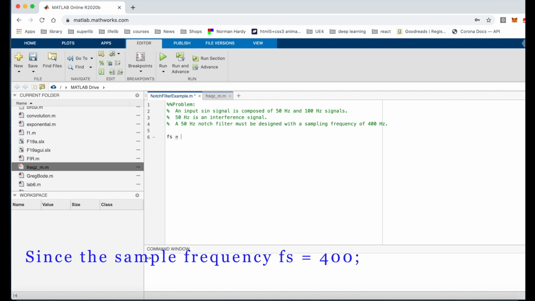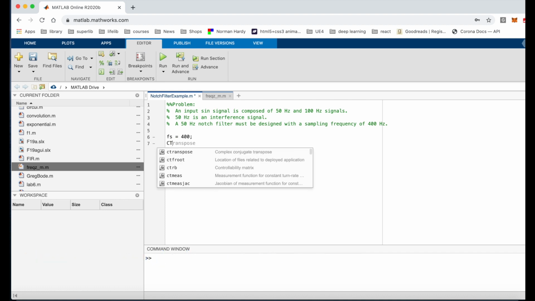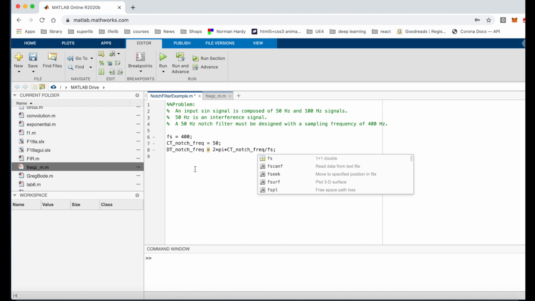Since the sample frequency fs equals 400 and the continuous time notch frequency is 50 Hz, which one should be filtered later? So the DT notch frequency will be 2 pi times the CT notch frequency divided by fs. This is the DT notch frequency.